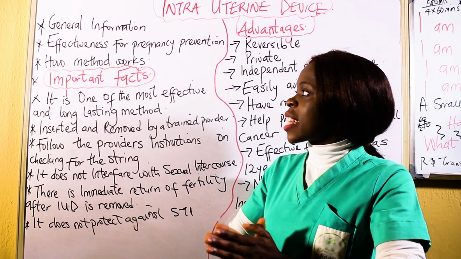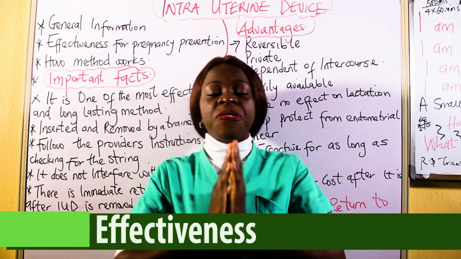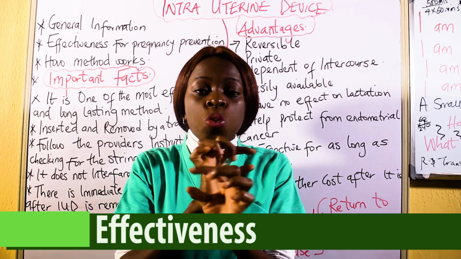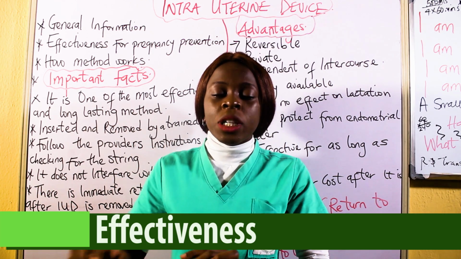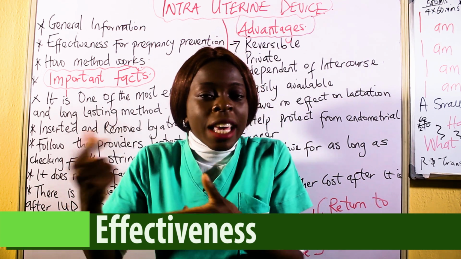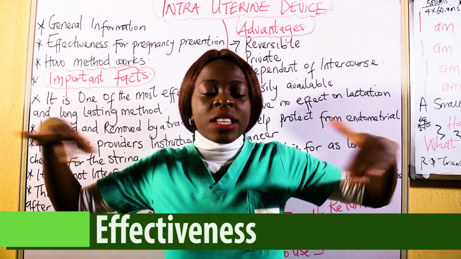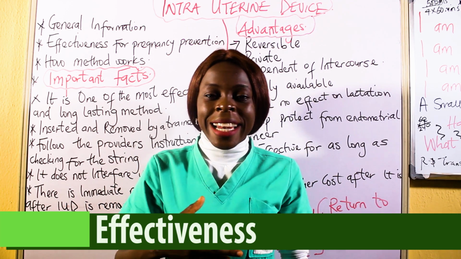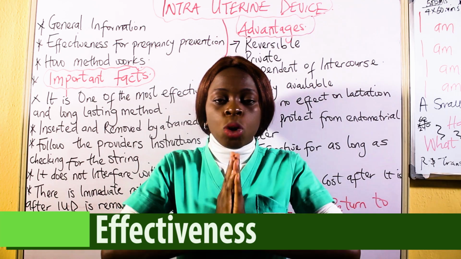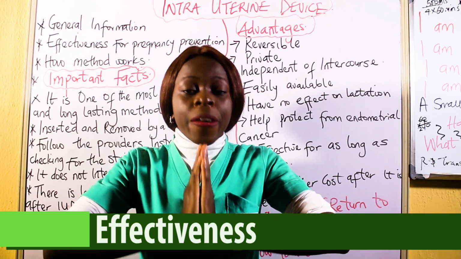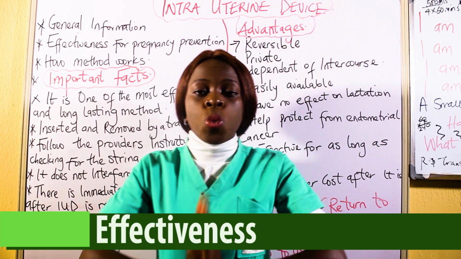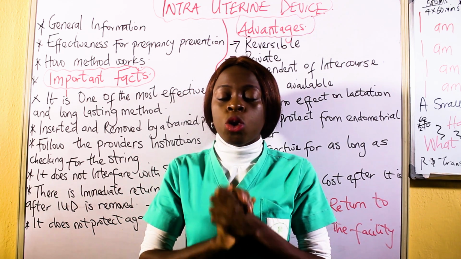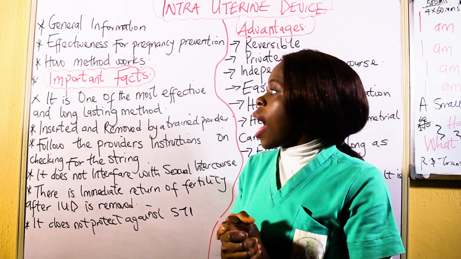Then that takes us to the effectiveness for pregnancy prevention. For the first year, it was 1%. Of those using this method, just 1% are likely going to get pregnant. But in 2 years of study, they found out that 2% actually get pregnant after using this method. Still, this method of contraceptive is very, very effective. You can see 1% and 2% of women are likely going to get pregnant after using this type of contraceptive. Then that takes us to how the method works.